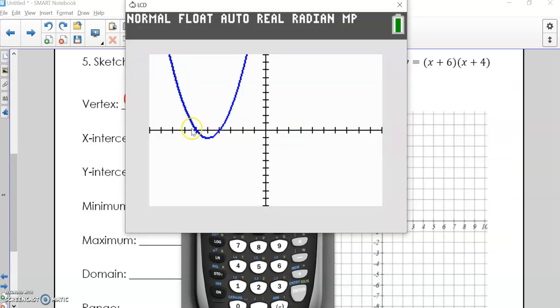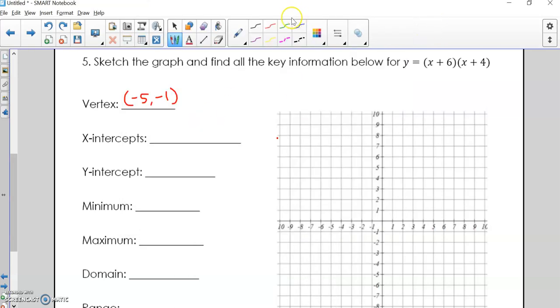Okay, x-intercepts. Let's look at our x-intercepts here. We can just look at the tick mark. So 1, 2, 3, 4. There's one at -4, 5, 6, and then another one at -6. So, I don't even remember what I said. -4, 0, and -6, 0. Sorry, that looks kind of ugly.